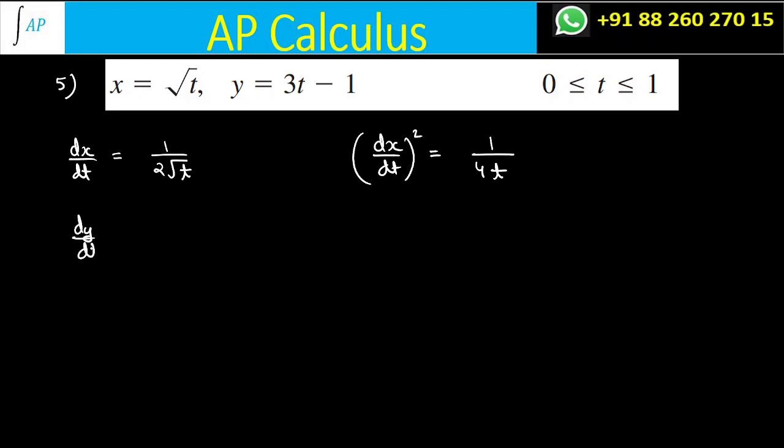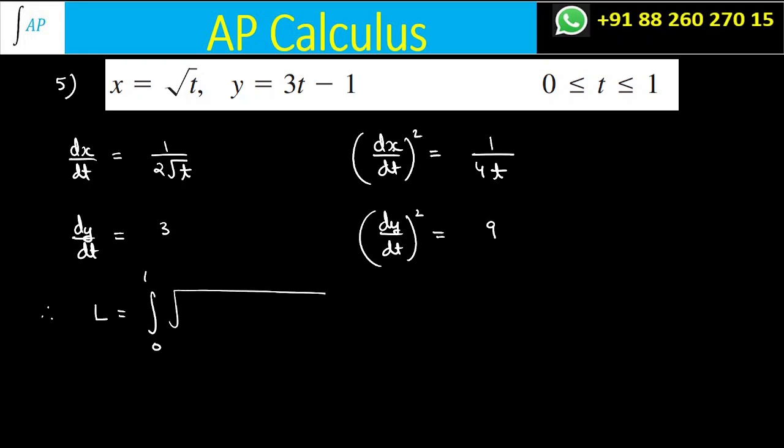Similarly, the dy over dt, this differentiation is quite easier. 3t differentiation is going to be 3 only. Differentiation of 1 is 0. So dy over dt whole square is equal to 9. Therefore length of the arc will be from 0 to 1 integration of square root of dx over dt whole square, which is 1 upon 4t, plus dy over dt whole square, which is 9.